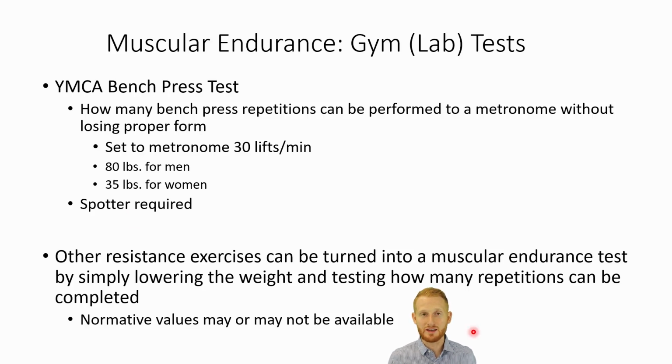Just like almost any exercise can be turned into a test of muscular strength just by doing a 1RM or an estimated 1RM, just about any exercise can be turned into a test of muscular endurance as well, just by using a light enough weight where they can do at least 15 repetitions, and then you just test how many repetitions they can complete. Now, keep in mind though, if you're using a test that is not very commonly performed, you might not be able to find normative values for that test, specifically for your client's sex and age, and so it's going to be hard to compare them to anything.